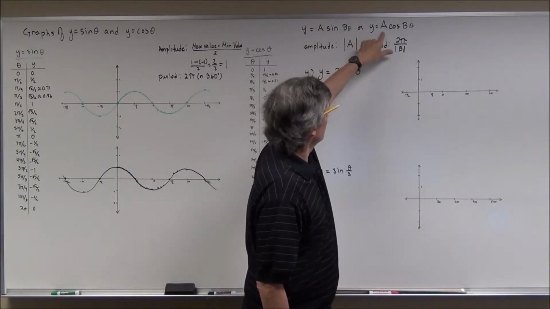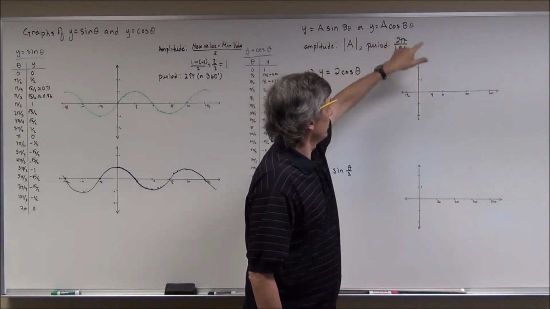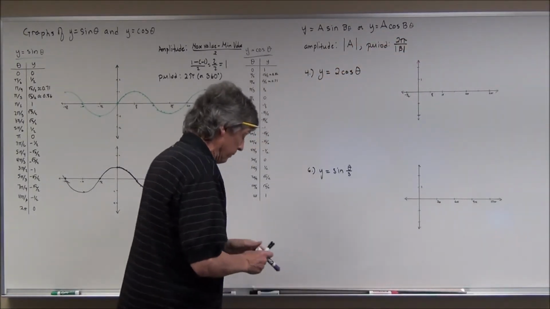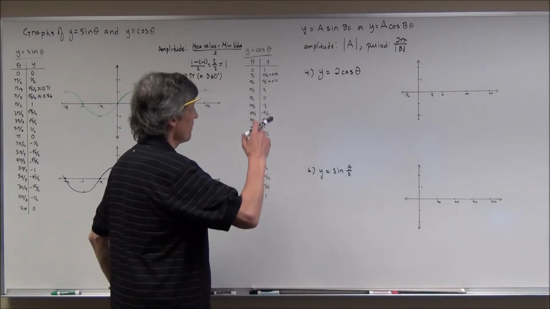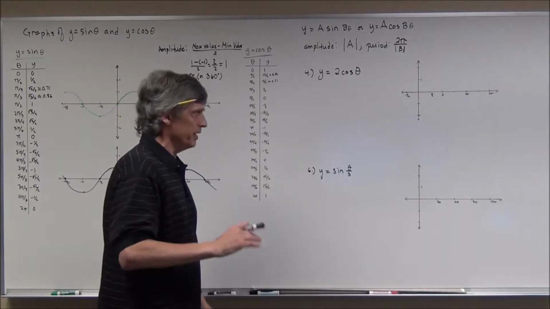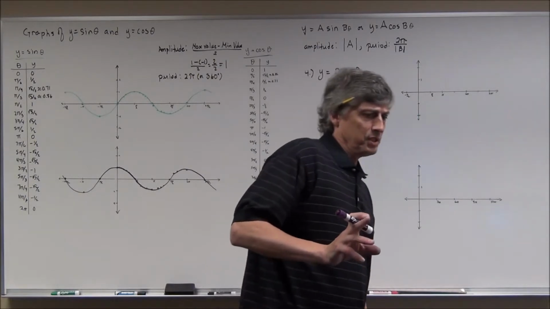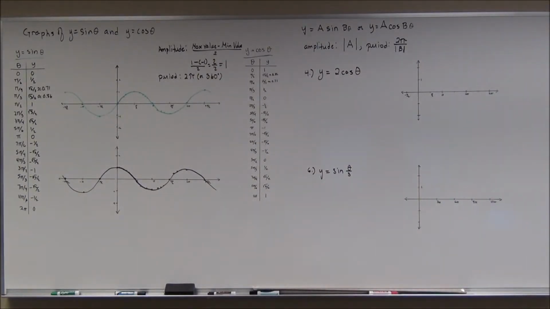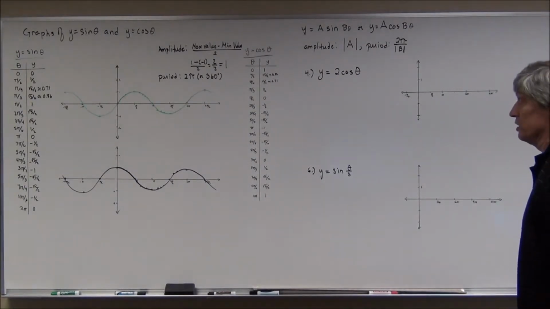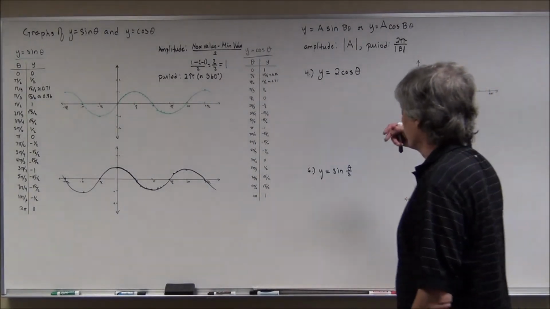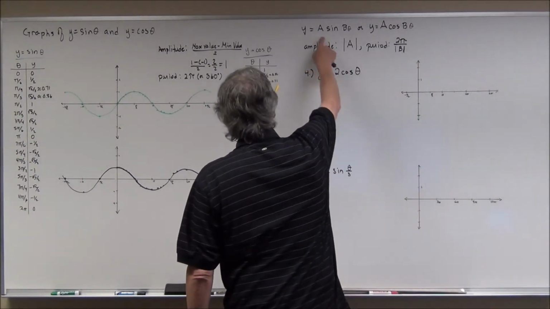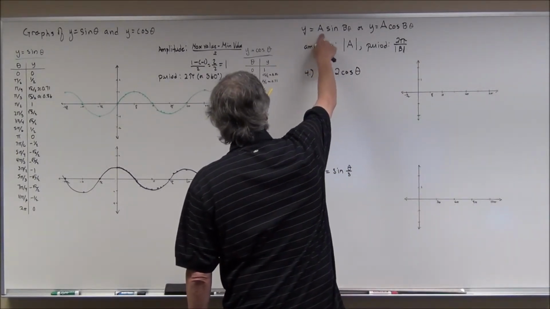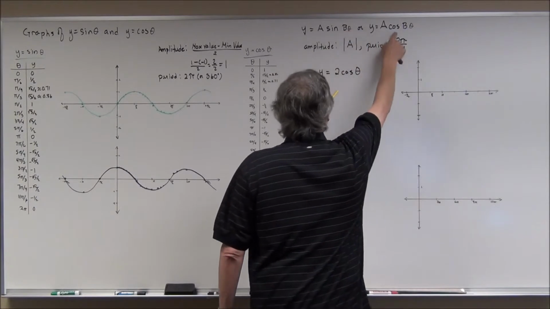Same thing here for cosine. Now I went ahead and used the letters A and B because those are the ones that are typically used. And A might be positive, A might be negative. I think in this section with your assignment, I think all the A's are positive. And I think all the B's are positive. Otherwise, you've got some reflections. If A is negative, you have to reflect it.